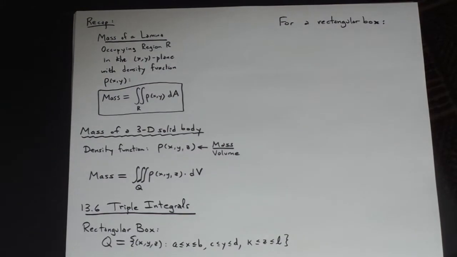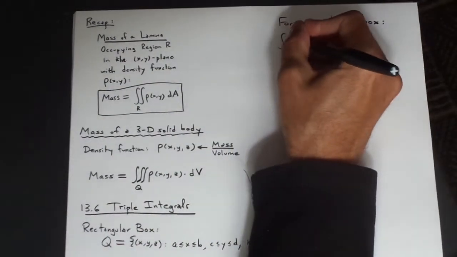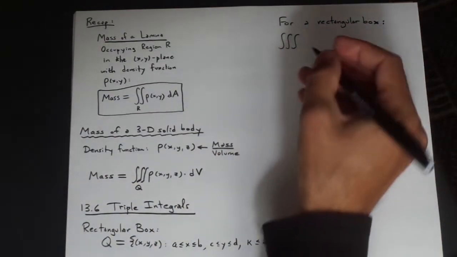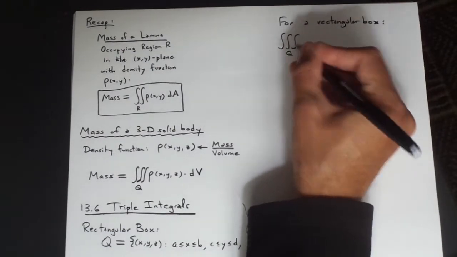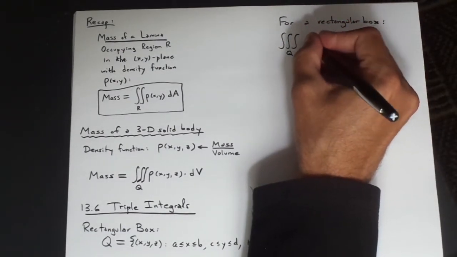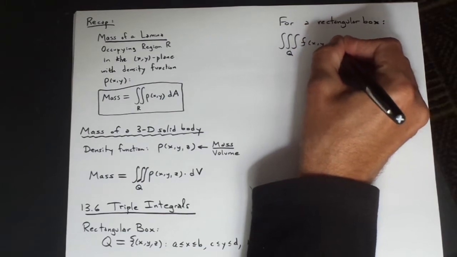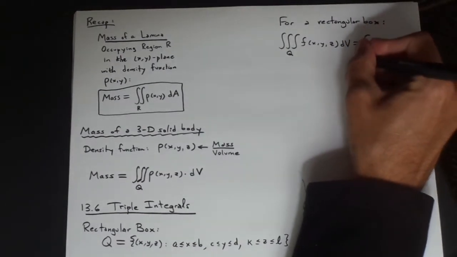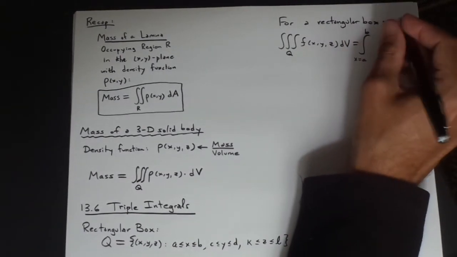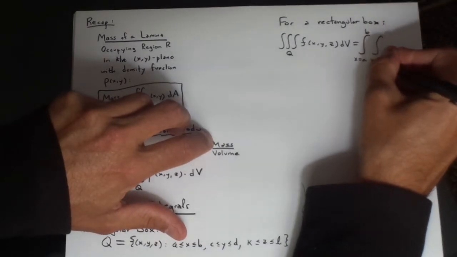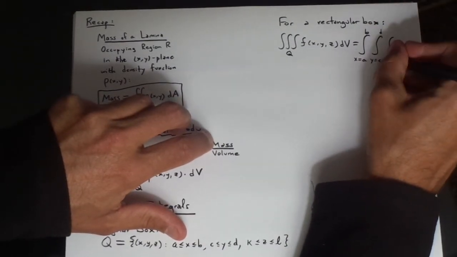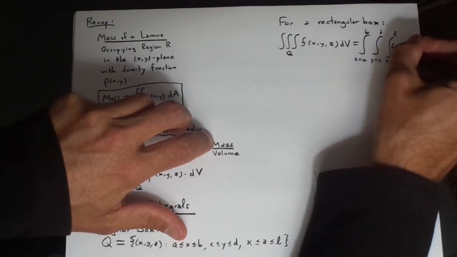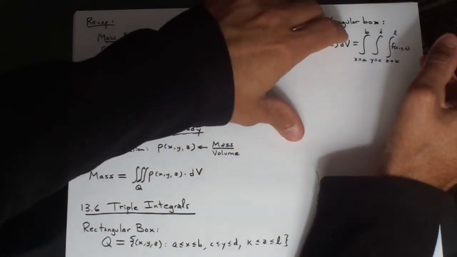For a rectangular box, your triple integral, whatever it's representing, whether it's a mass of a solid body or any other triple integration that we might want to calculate, your triple integral of your function, now I'm just going to call it f of xyz instead of rho of xyz, could be represented as the integral where x goes from a to b, and then another integral where y goes from c to d, and then finally the integral where z goes from k to L of f of xyz. And now we have to be careful with the differentials.